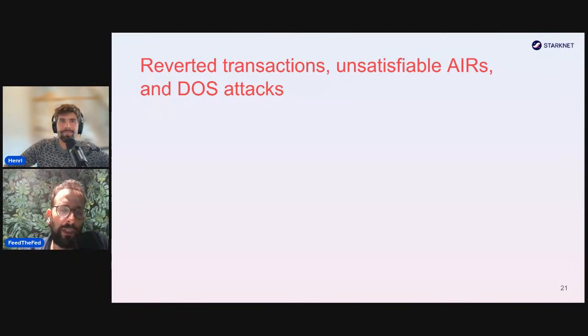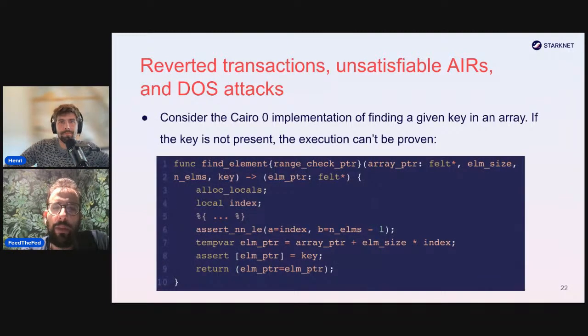Okay, so basically that's the big problem that CI is attempting to tackle, reverted transactions and DOS attacks, and I'll explain what I mean with the unsatisfiable parts. Okay, so let's focus on this library function in Cairo 0, which looks for an element in an array. You don't really have to know the syntax, but it gets a pointer to an array, it gets a key to search, and it should return a pointer to the element if it's there.